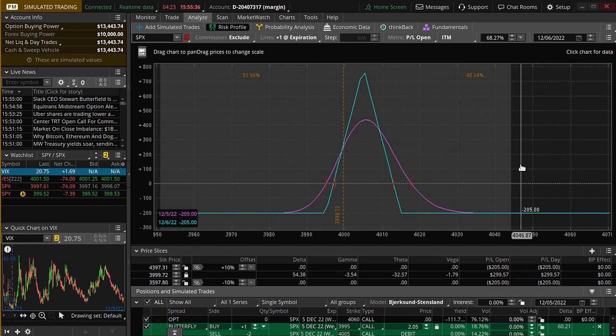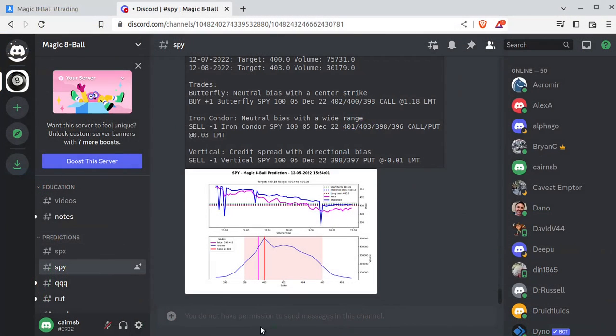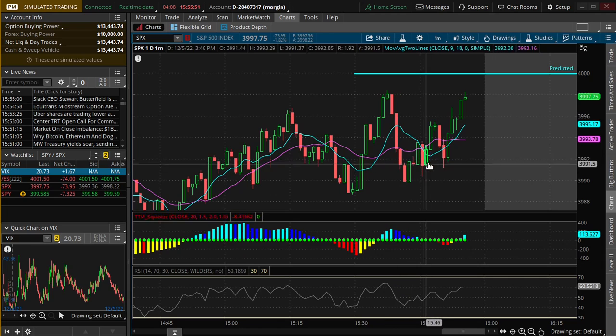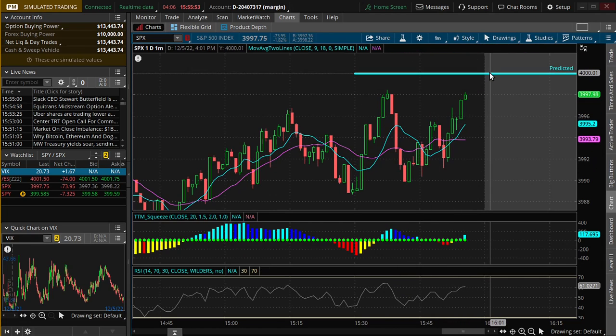Now, this is one of those gut checks as an investor, and I am not a professional options trader. I'm simply a developer who developed Magic 8-Ball. I struggle with this, especially with butterflies, is knowing when to bail, because the last few minutes of the market are always crazy. But you can see, just since the recording, the price is starting to grind up towards this predicted mark.